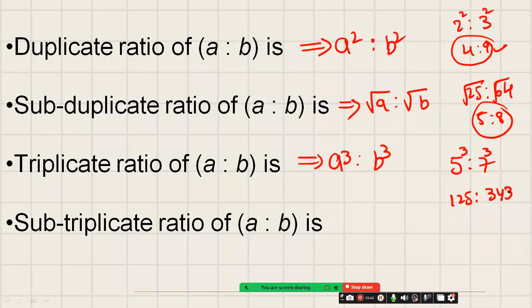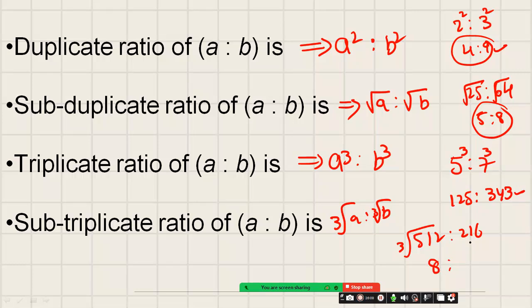7 cube is how much? 343. So that is the answer, guys. Next, sub triplicate ratio of A is to B is cube root of A is to cube root of B. For example, 512 is to 216. So find out the sub triplicate ratio, the cube root of 512.